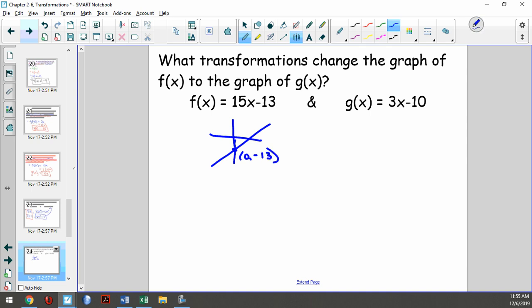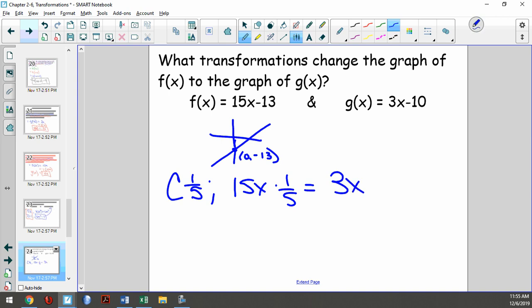Do we get that? Now, I want to change the slope of my line from a 15x to a 3x. What did I do to it? What did I compress by? Correct. So I'm going to compress this by 1/5. Why? Because the 15x times a fifth is going to give me a 3x.